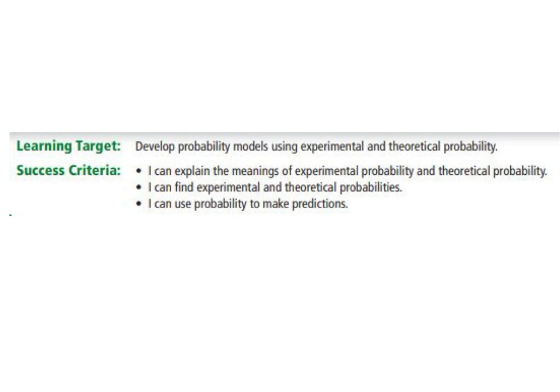Your learning target is to be able to develop probability models using experimental and theoretical probability. And you'll know if you've done that if you can explain the meanings of experimental probability and theoretical probability. You can find experimental and theoretical probabilities, and you can use probability to make predictions.